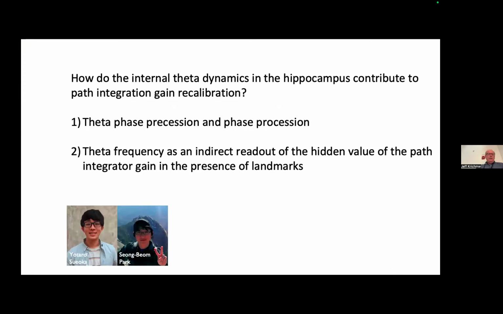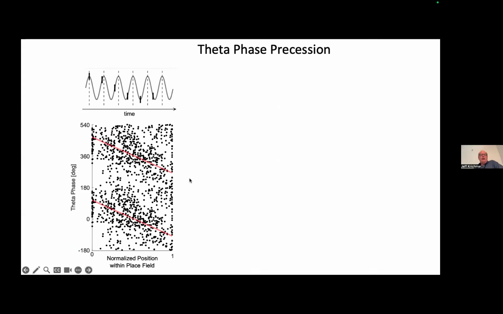So what we're trying to do now is understand more of the dynamics of how the system works. Two questions we have are about the internal theta rhythm dynamics in the hippocampus. How does that contribute to this path integration gain recalibration? And I'm going to tell you two stories about theta. One done by Yotaro Suyoka, who's in here, going to give a talk in the next session about a different topic, on theta phase precession. And Sungbum Park is a postdoc who's doing work on theta frequency as an indirect readout of the hidden value of the path integrator. So let me talk about Yotaro's work first.